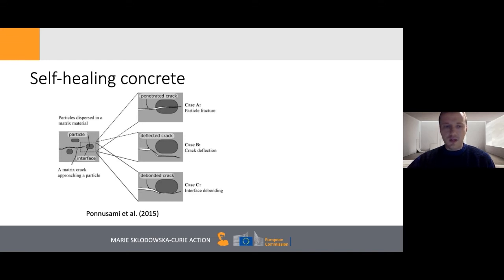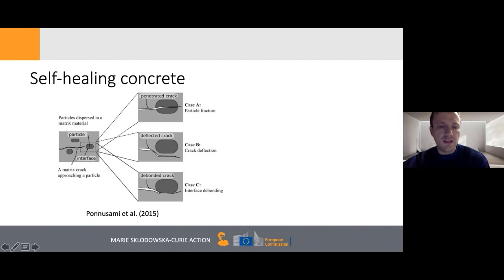So what can happen when a crack occurs in a material? There are three cases if you simplify it. One case is when a crack penetrates through a capsule. In this case, your healing agent is released. Another case is when a crack goes around the capsule. In this case, you can have a lot of self-healing agent, but if all the cracks go around the capsules, nothing will happen.